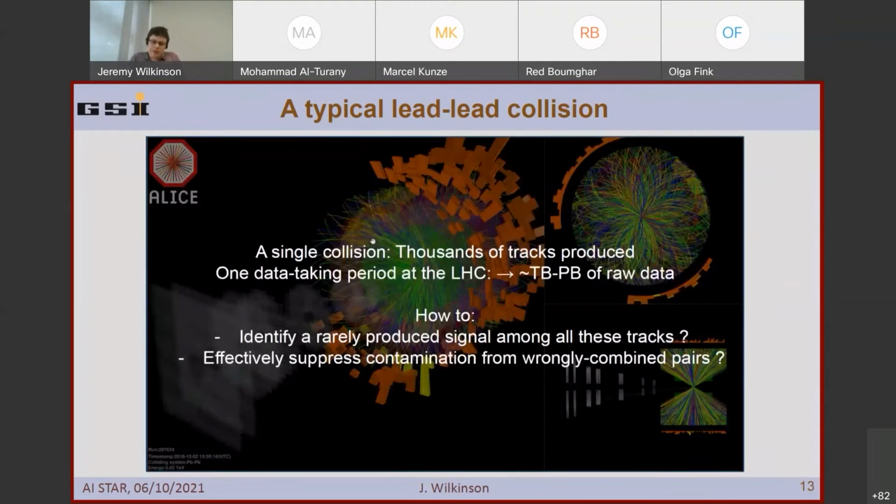So yeah, this is thousands or tens of thousands of tracks produced, and then from a data taking period at the LHC, which is on the order of a month or two, we can have terabytes to petabytes of raw data produced. And what we want to do is to identify these rarely produced signals among all of these tracks, and also be able to effectively suppress the contamination that we get from wrongly combined sets of tracks.